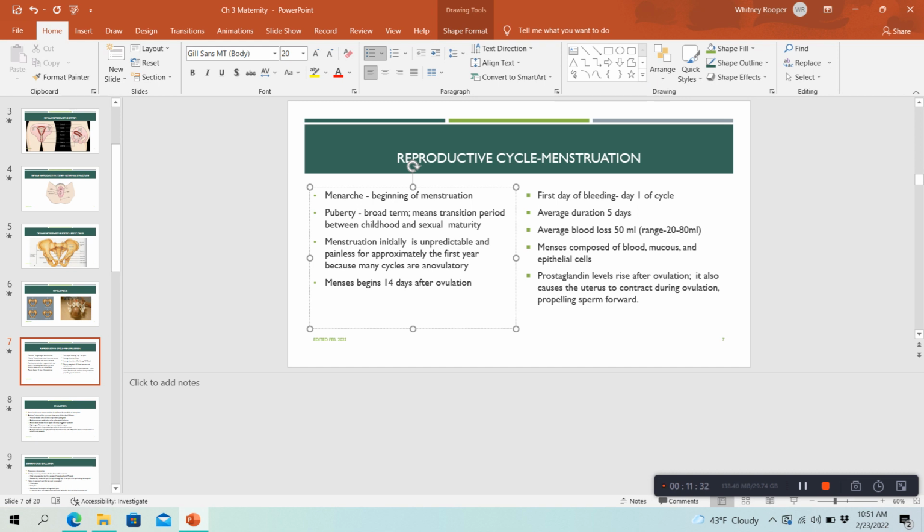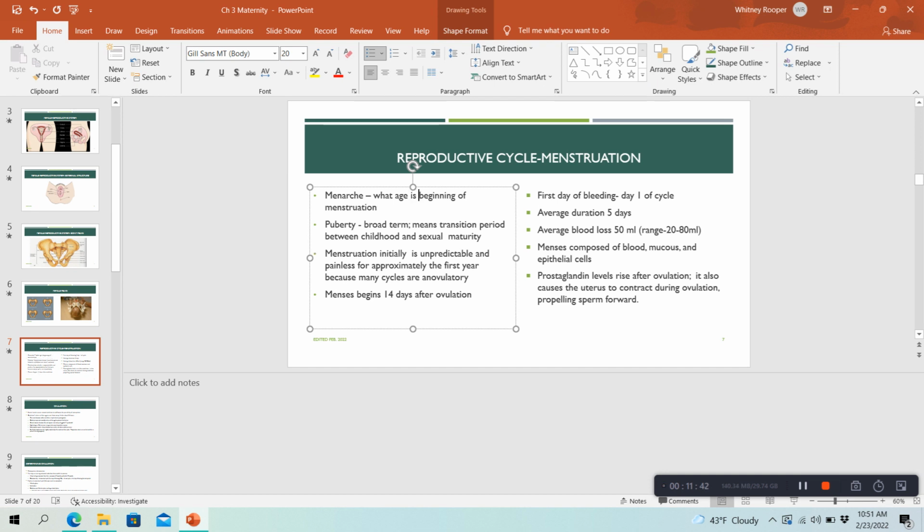Menarche means the age at which a person begins their menses, so what age a female begins menstruation, whether it's 12 years old, 13 years old, whatever the case may be. And then puberty is a broader term. Puberty can be male or female. It's the transition between childhood and sexual maturity. So menarche marks the beginning of menstruation.